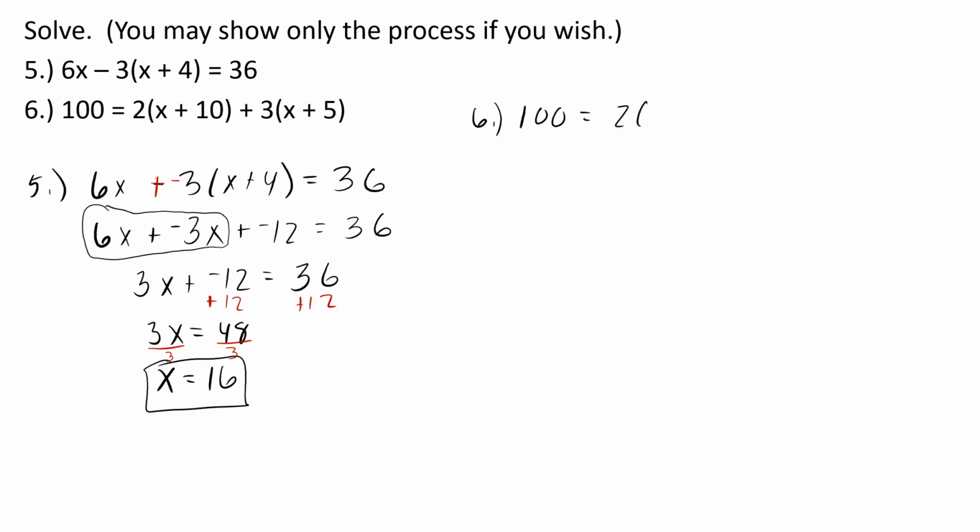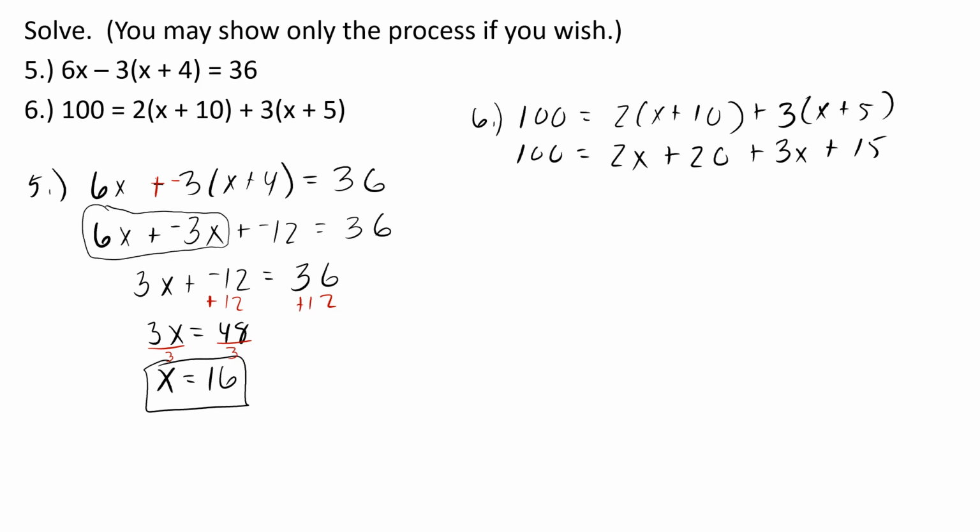Last one over here. And we will start by distributing. So 2 times x is 2x, 2 times 10 is 20. 3 times x is 3x, and 3 times 5 is 15. We have a couple places with like terms. So we have 2x plus 3x, which is going to give us 5x, but we also have some like terms with the 20 plus 15, which will give us 35.